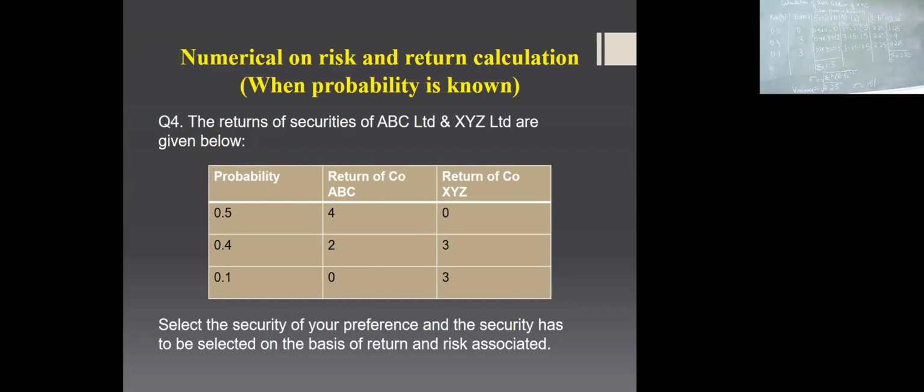So now after you do it, just do a comparison with the return and risk and let me know which company would be preferable for investment. So the return that you will take here is your expected return. ABC company's return is 2.8, XYZ's return is 1.5. ABC company's risk is 1.3 and XYZ it's 1.5. Which company will you select?